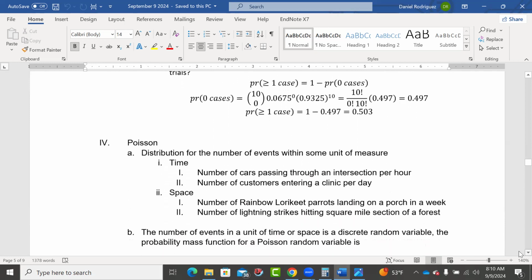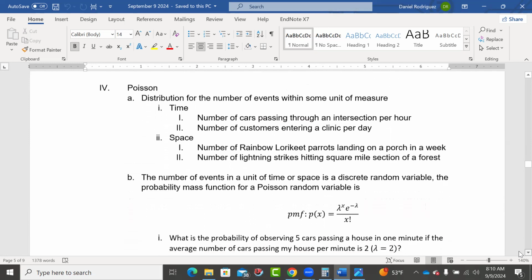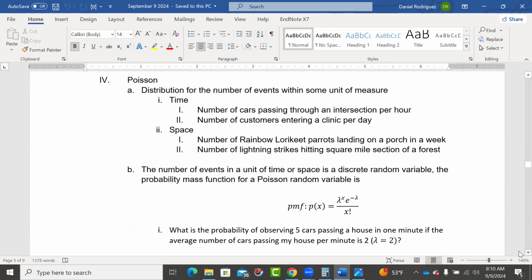Poisson. This is actually the first time I've taught Poisson random variables. I feel so lucky. So this is the distribution of the number of events within some unit of measure. Could be time, could be space. So for instance, examples of time would be the number of cars passing through an intersection per hour.